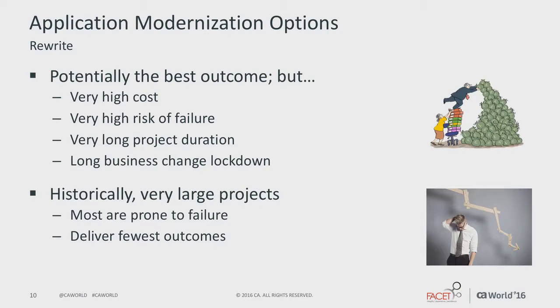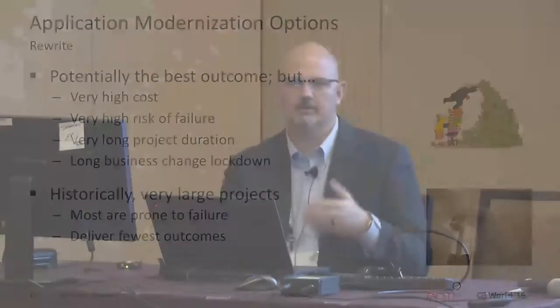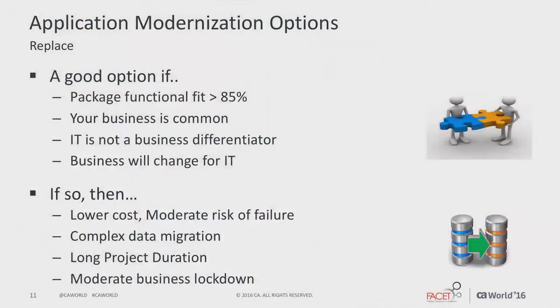The COTS solution. Yep, if you've got a really high functional fit, if you're using a common business, if IT isn't a differentiator for your business. And it's important to understand that for a lot of organizations and markets these days, IT is the differentiator for your business. IT is what makes you different from your competitors. And sometimes you have to change your business processes to fit the solution, which isn't always a bad thing. If you can do that, then these are reasonably low cost, reasonably fast. The data is usually the issue, having to migrate across, and you're going to have a reasonable amount of lockdown while you transition to the new system.